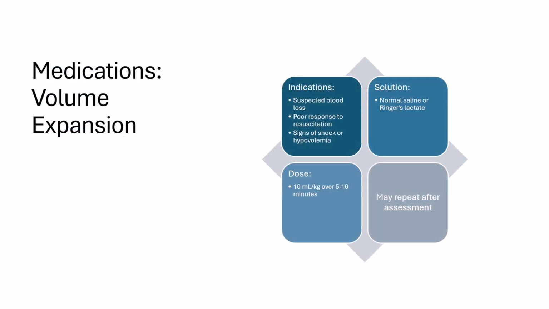Volume expansion is indicated when there's suspected blood loss, poor response to resuscitation, or signs of shock or hypovolemia. The preferred solutions are normal saline or Ringer's lactate. The dose is 10 milliliters per kilogram given over 5 to 10 minutes. You can repeat after assessment if needed. Be cautious with volume expansion in preterm infants due to the risk of intraventricular hemorrhage. O-negative blood is an option when there's known blood loss, as it provides both volume and oxygen carrying capacity.